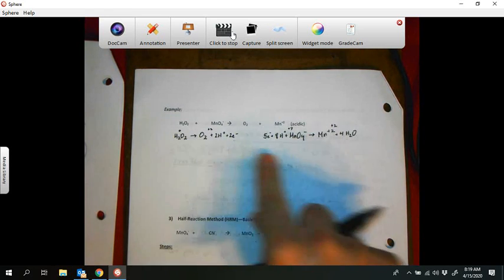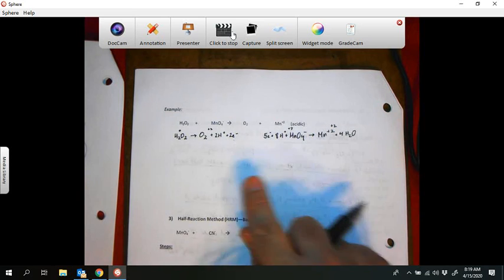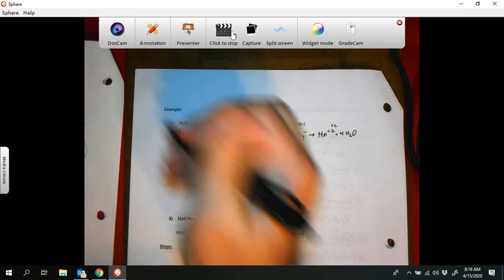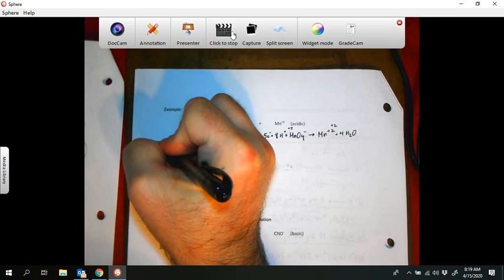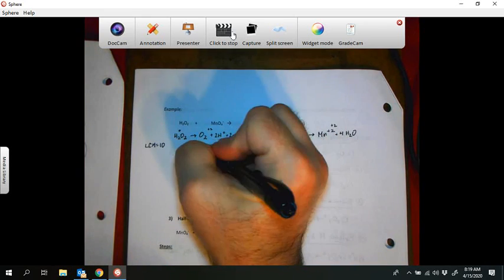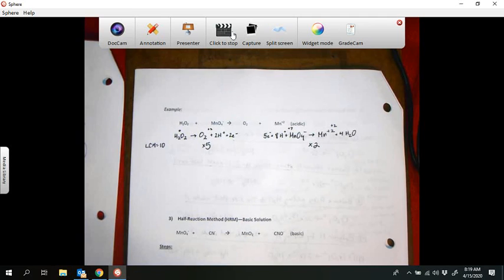So everything is balanced. Now I have to find our LCM, which is based on the number of electrons. So I have 2 electrons here and 5 here. Our LCM is 10, least common multiple. So I have to multiply this half reaction by 5 and this half reaction by 2.